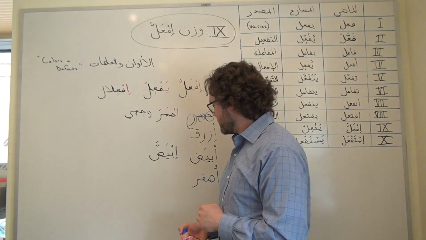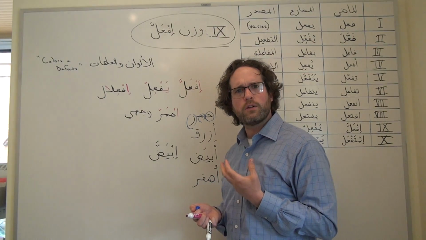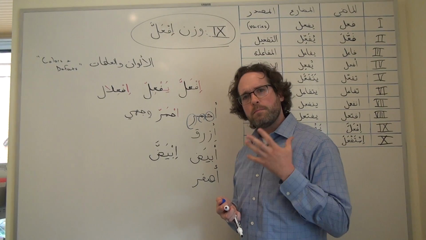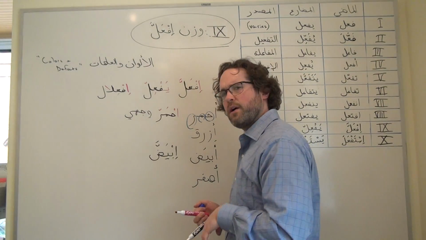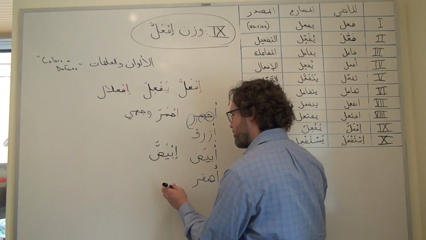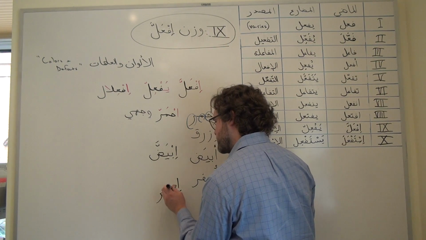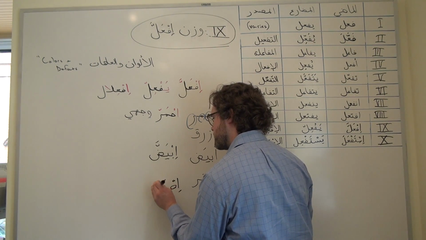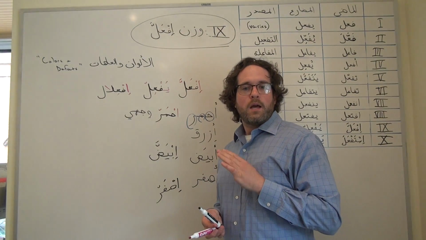Or in Arabic, asfar, yellow, is the color that we would use to talk about being kind of pale and sickly, looking kind of pallid. So we could say, oh, so-and-so isn't looking so good. Asfarra wajhu. His face got all yellow.